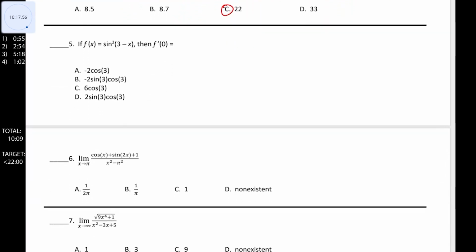Number 5 says, if f of x is sine squared of 3 minus x, then what's f prime of 0? So we do need to differentiate this, and this is going to require the use of the chain rule because we do have a composite function. And in fact, we do have 3 functions that are nested together here.